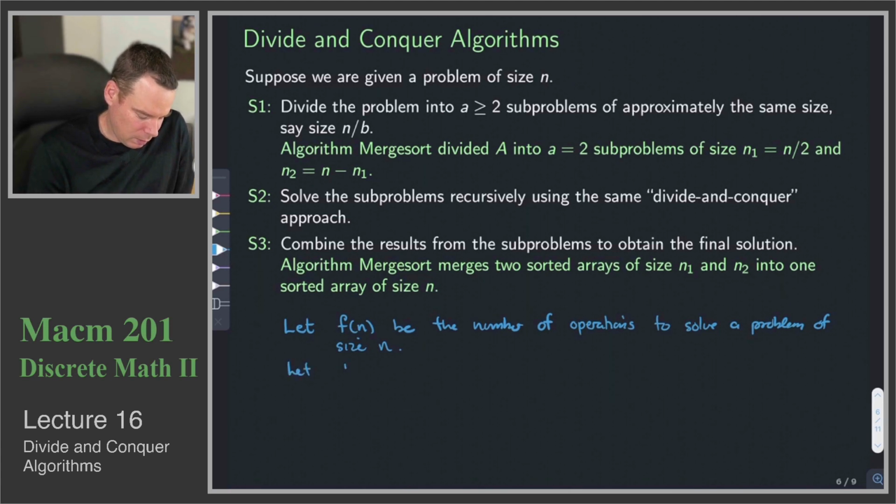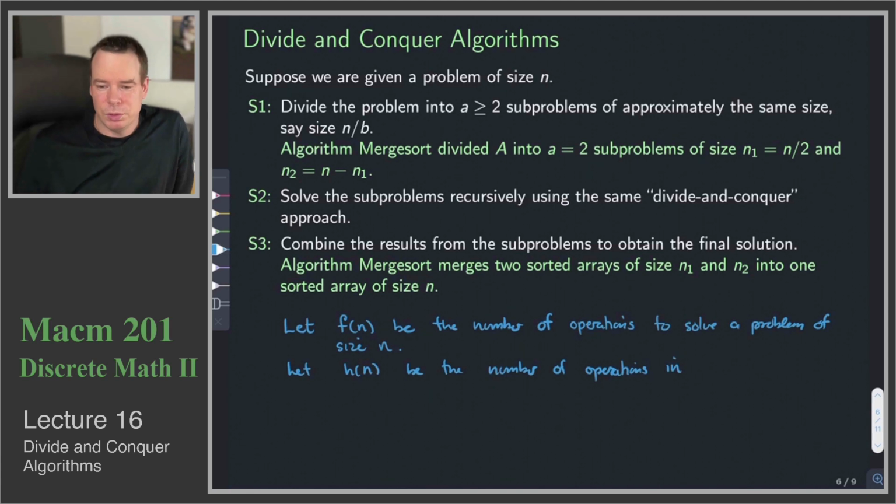We'll also let h of n be the number of operations in doing two things: splitting the problem of size n up into the a smaller subproblems, and then combining those results after you've done the solution of the subproblems. So in other words, this is steps 1 and 3 above. The number of operations in steps 1 and 3.